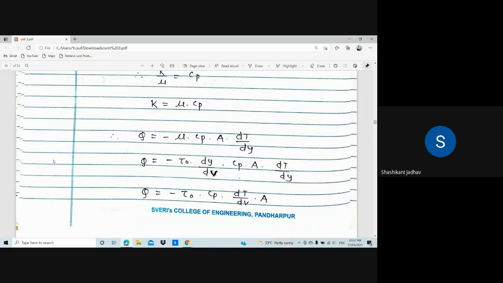Okay, so dy will cancel. So what is the equation? Q is equal to minus tau 0 into Cp into dt by dv into A. Okay, dy is cancelled. So what is the remaining equation? Q is equal to minus tau 0 into Cp into dt by dv into A.